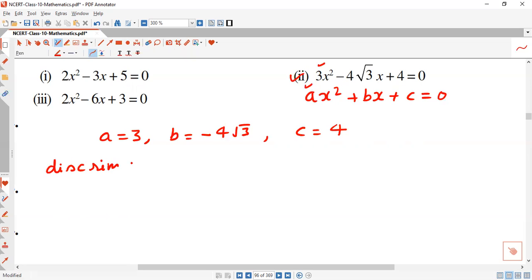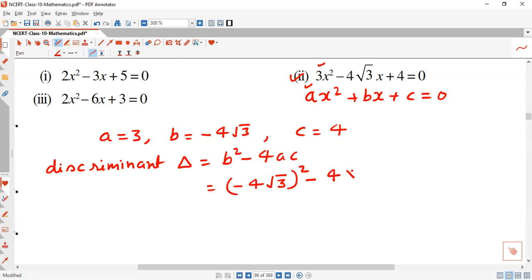Now find the discriminant delta. That will be b square minus 4ac. We put the values: b is minus 4 root 3, minus 4 root 3 whole square, minus 4, a is here 3, c is here 4. Taking the square, minus square means plus sign. 4 square means 16, and root 3 square means 3. Minus this one: 4 threes are 12, 12 fours are 48. So it comes out 48 minus 48 equal to 0.